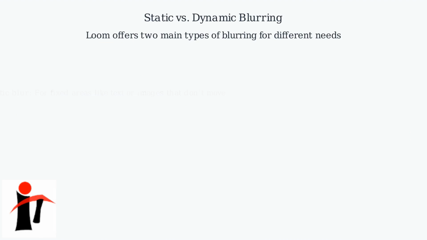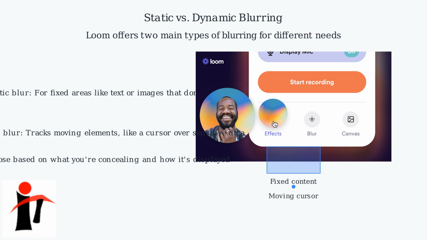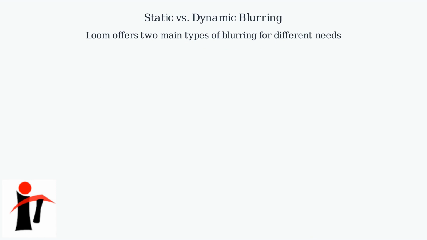Loom offers two main types of blurring: static and dynamic. Static blur is used for fixed areas, such as text or images that don't move on the screen. Dynamic blur, on the other hand, is designed to track moving elements, like a cursor passing over sensitive data. Loom's tracking technology makes dynamic blur useful for demos or tutorials where information is revealed gradually. Choosing the right type of blur depends on what you are trying to conceal and how it is displayed on screen.